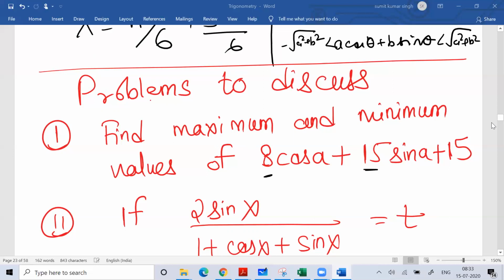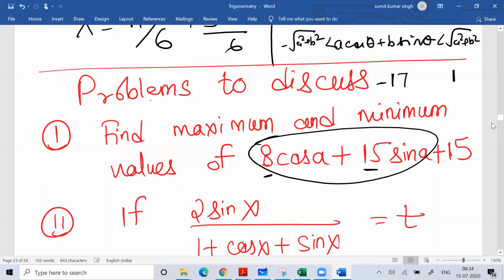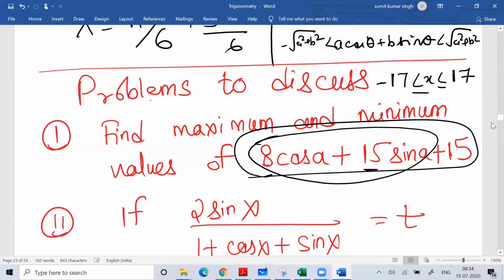So their value will range from minus 17 to plus 17. If plus 15 is there, then this value will range from minus 17 plus 15, that is minus 2, to 17 plus 15, that is 32. So this would be the range, you can understand.